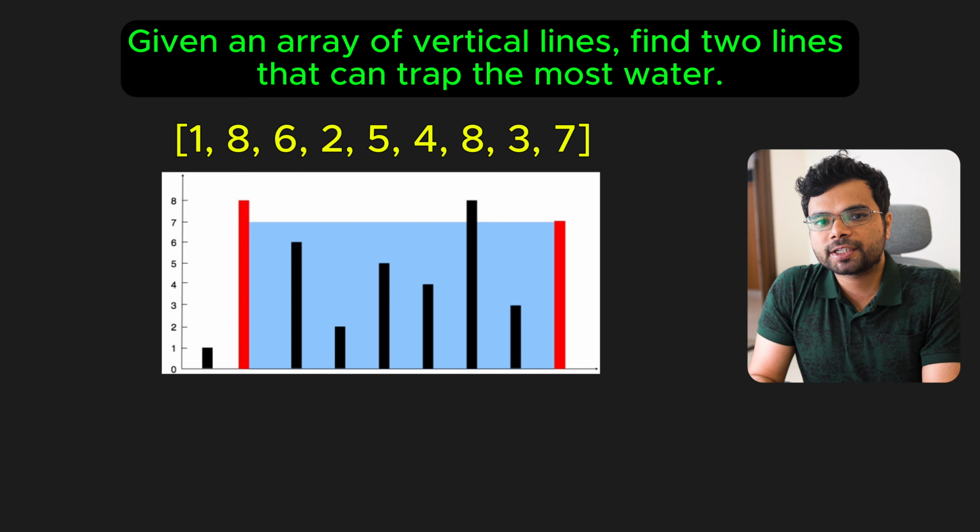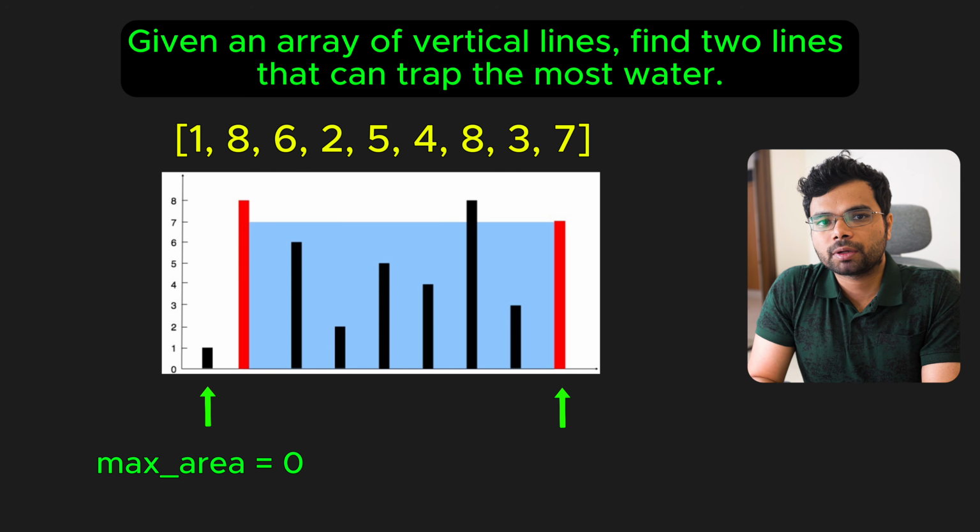Here is the idea. Instead of checking every pair, we start with the widest possible container and gradually reduce the width by moving the pointers inward to find if a larger area can be formed. Start by placing one pointer at the beginning and the other at the end of the array, since the container with the maximum width starts at index 0 and ends at index n-1.